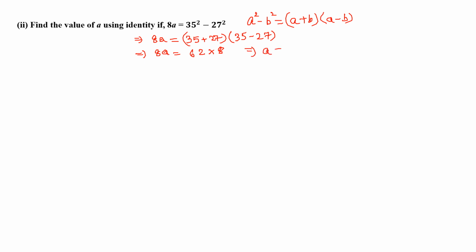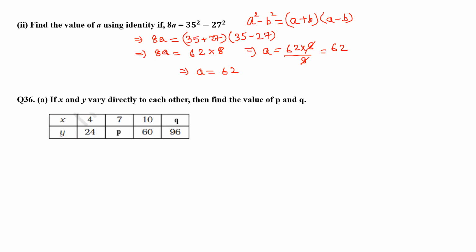So the value of A will be, I am transposing 8 to the other side. So it will be 62 into 8 divided by 8. So 8 and 8 cancel and the value of A will be 62. So this is the solution of the equation.